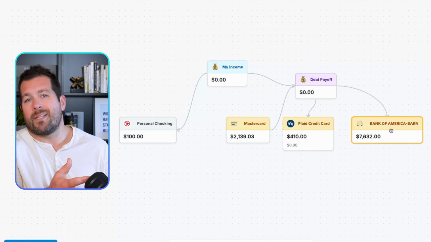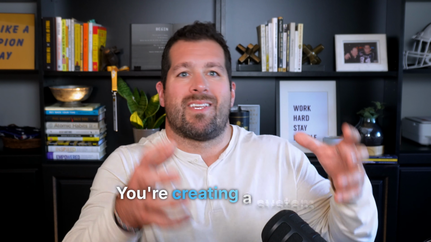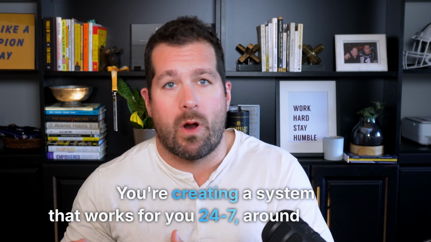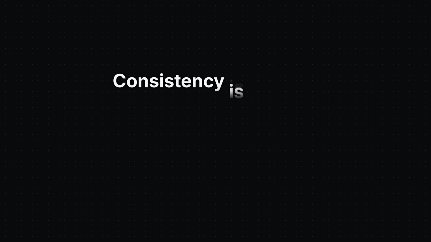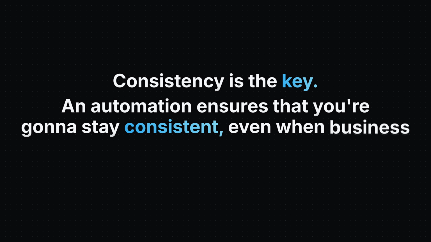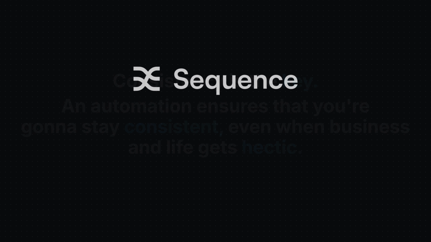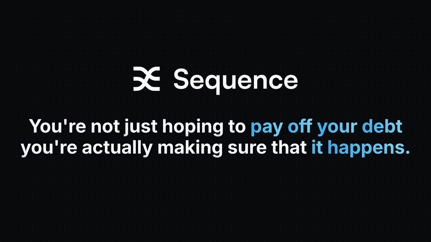As you can see, by fully automating your debt avalanche with Sequence, you're not just paying off your debt. You're creating a system that works for you 24/7, around the clock. No more late nights crunching numbers or stressing over payment dates. Your debt payoff plan runs in the background while you're focusing on growing your business or being with your family. Remember, consistency is the key. And automation ensures that you're going to stay consistent, even when business and life gets hectic. With Sequence, you're not just hoping to pay off your debt, you're actually making sure that it happens.